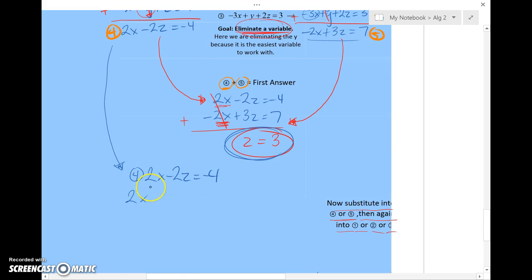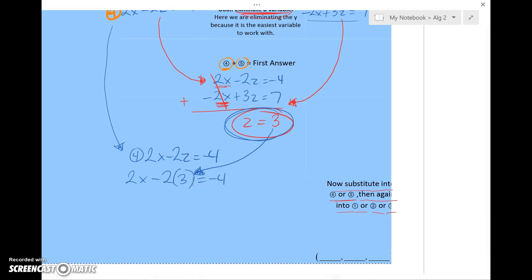And we're going to plug in that z. So 2x minus 2 times that z, which is 3. So we're going to plug in that there. And you see I'm drawing all these arrows to kind of show you the flow of things. Alright, so now let's just solve for x.